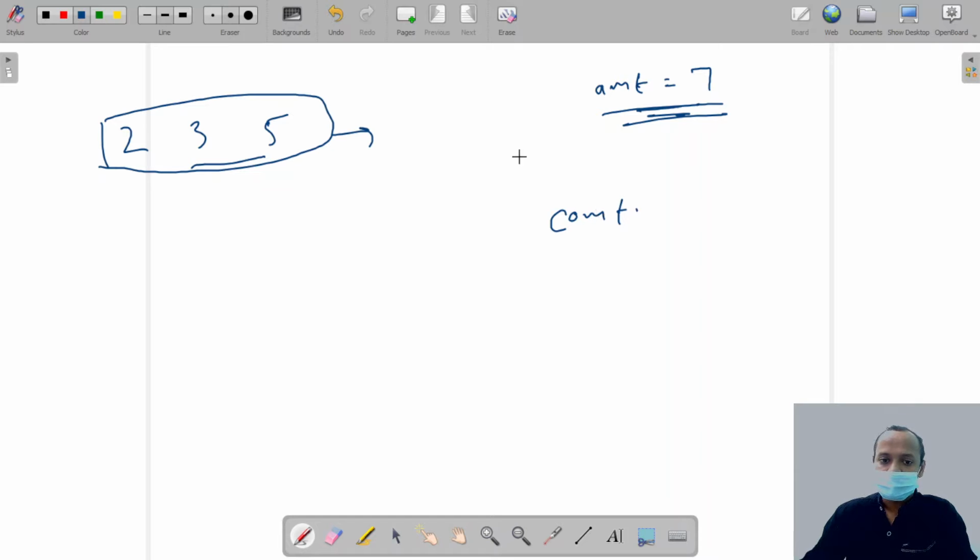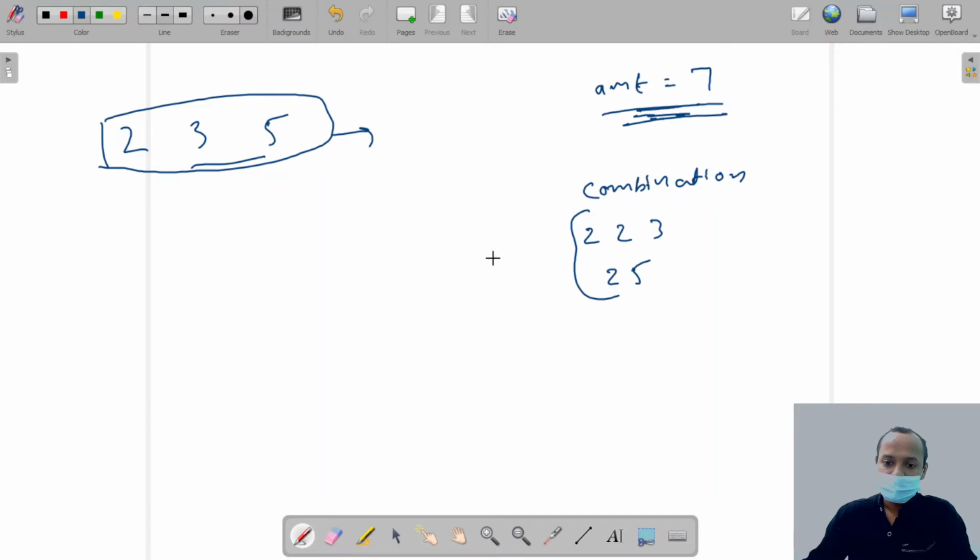So I'm writing here combination. What are the combinations to pay this amount by using these coins? Let's see. 2 2 3 is one combination, and 2 5. So there are only two combinations to pay 7 rupees.